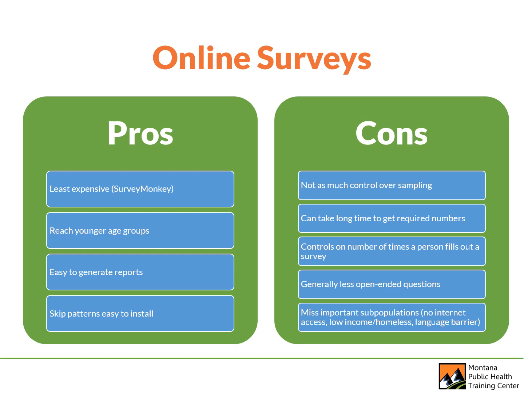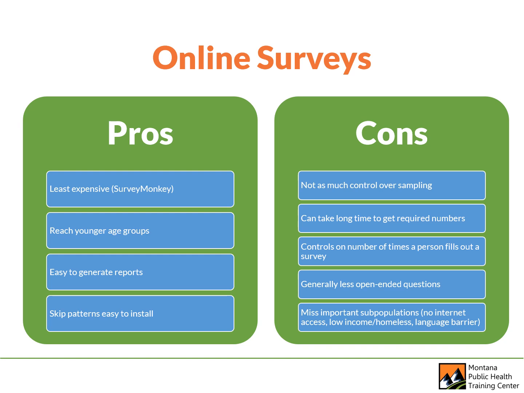Online surveys are probably the least expensive method. There's a lot of online software available, with SurveyMonkey being one. Anytime something is more techy, we reach the younger generation more effectively. Most of these online programs have reports that are easy to generate, as well as data analysis, and skip patterns are easy to install. However, you do not have as much control over sampling because the survey link can be shared, so a lot of times it's hard to get a random sample. So it can take a long time to get required numbers.